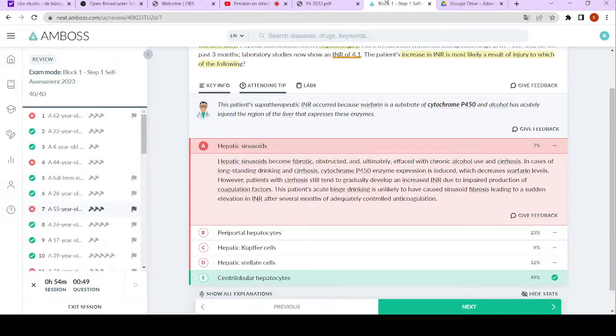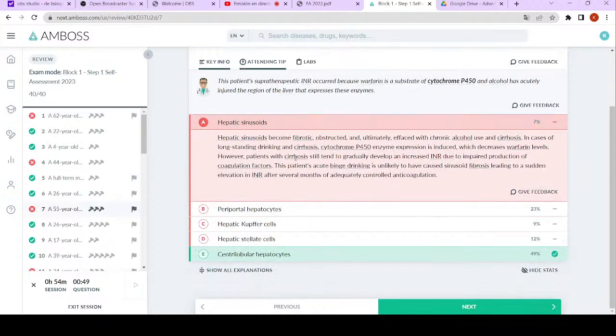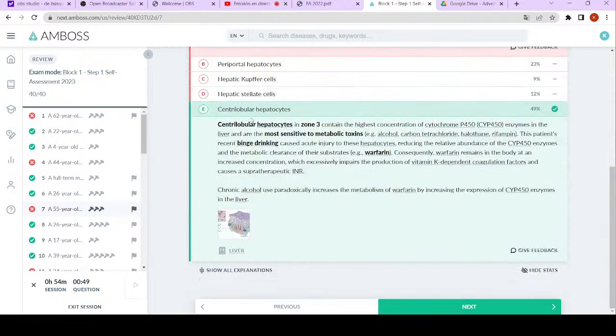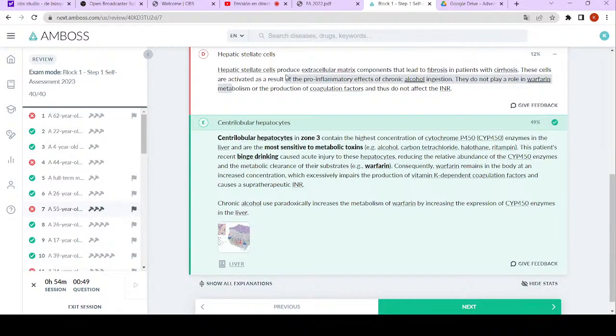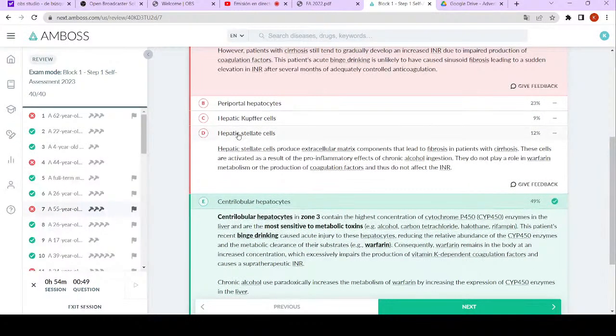Okay, next question. So this was incorrect. The answer was the zone 3 or centrilobular hepatocytes, because here we find the CYP and they are most sensitive to metabolic toxins. So you see, it's actually the same thing. The first day gave you the answer. The hepatic stellate cells, as I told you, produce extracellular matrix components that lead to cirrhosis.